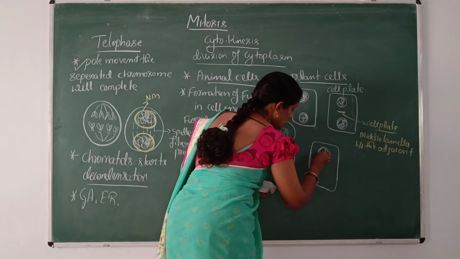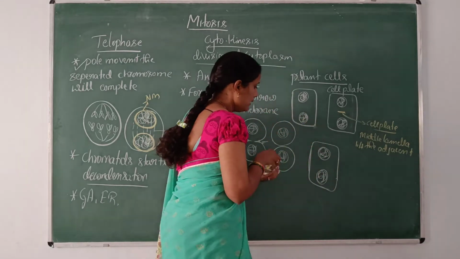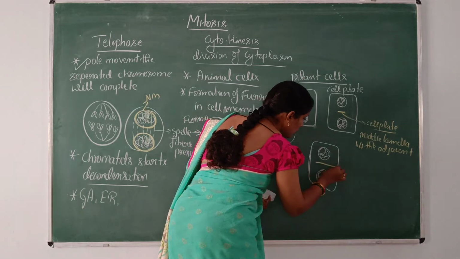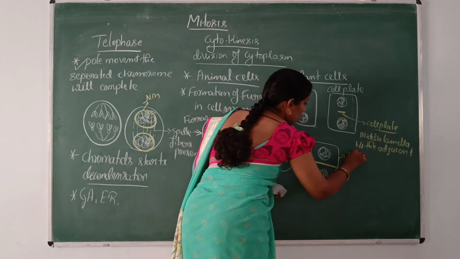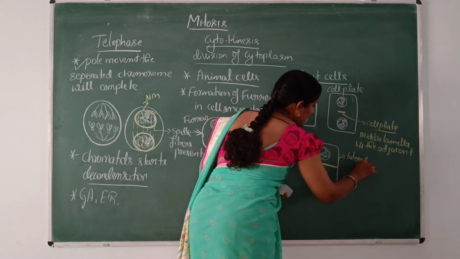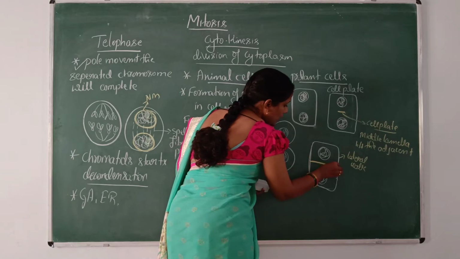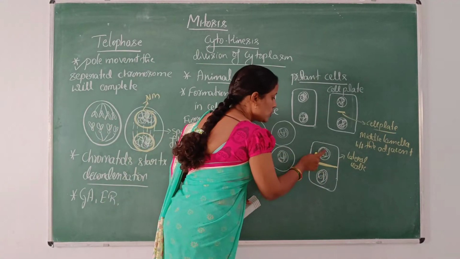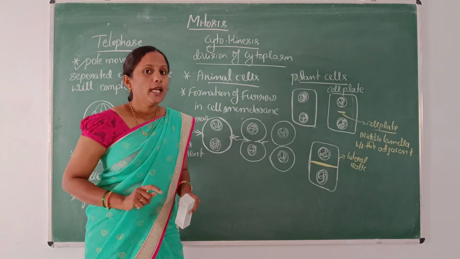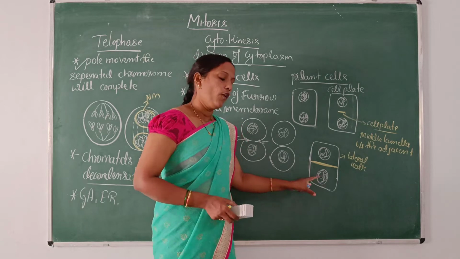There is one nucleus and there is another nucleus. The cell plate will grow on both sides and reach the two lateral walls, which are already present on both sides. When it reaches the two lateral walls, it will split the cell into two. So the two daughter cells are formed.